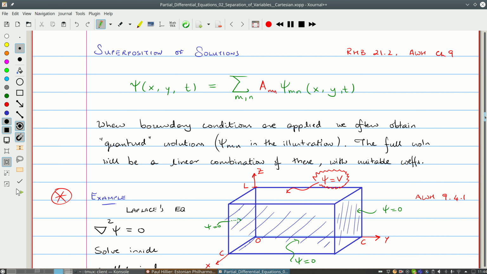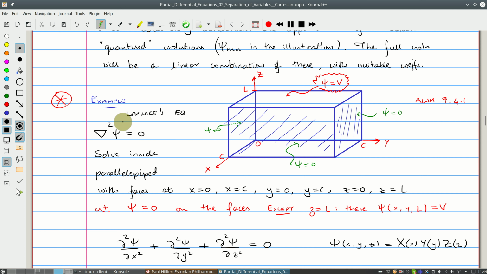Okay. Now here's the problem at hand. We are going to solve Laplace's equation. So this is Laplace's equation. The Laplacian of psi is 0. We are solving it within this parallelepiped. So we have a rectangular box with faces at x equal to 0, a face at x equal to c, y is 0, y is c. So the box should have had a square face at the bottom. Sorry, it doesn't. And then we have faces at z equal to 0 and z equal to L.